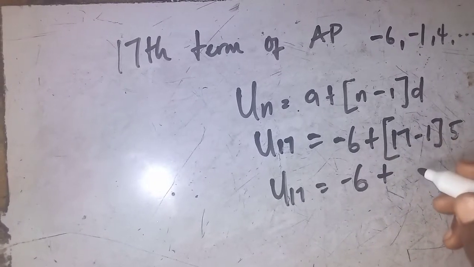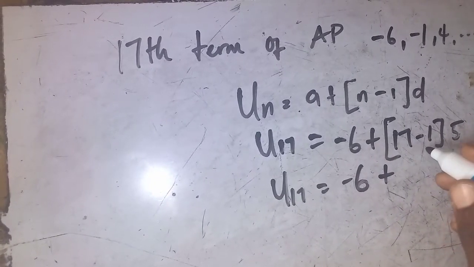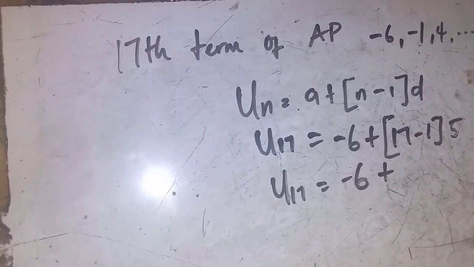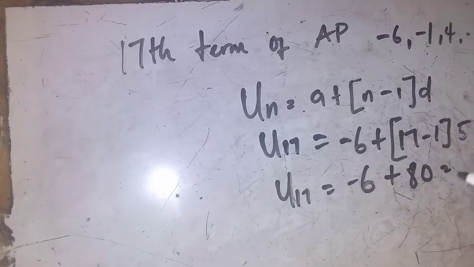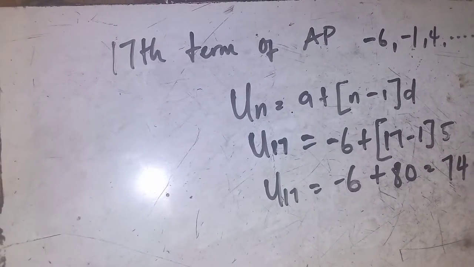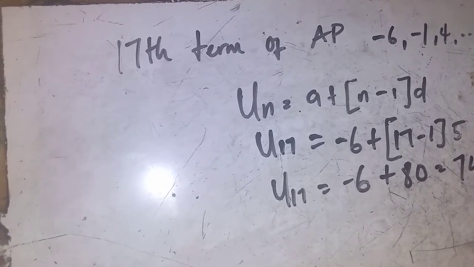So U17 equals minus 6 plus 17 minus 1, 16. 16 times 5, that should give us, if you punch your calculator, 80. So minus 6 plus 80, that should give us 74. That's our option C in the question.